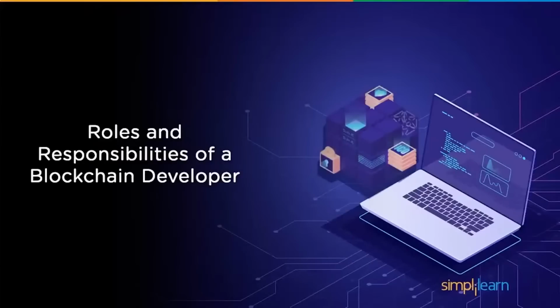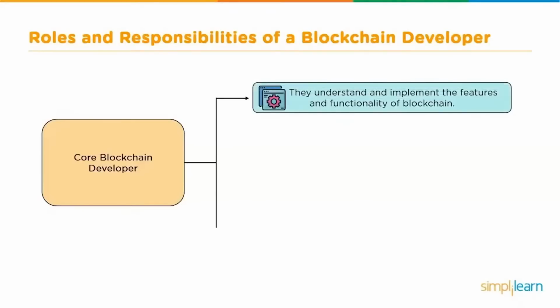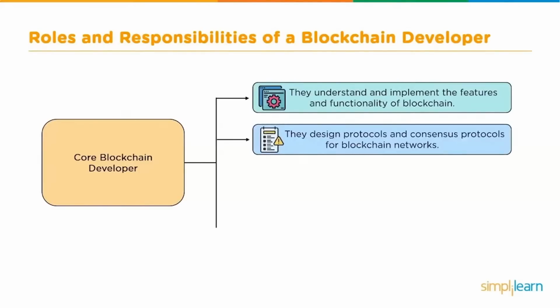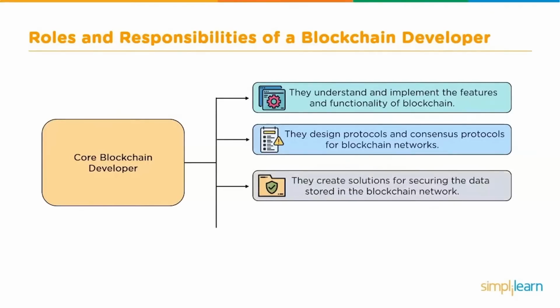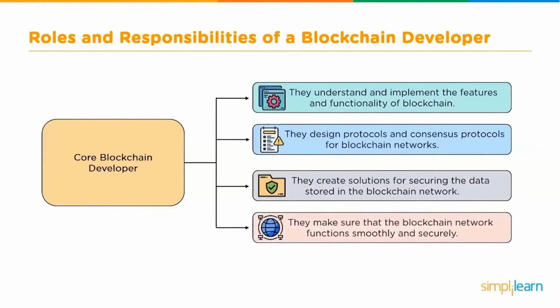Now we have covered the technical skills required to become a blockchain developer. Let's explore the roles and responsibilities of a blockchain developer. Both core blockchain developer and blockchain software developer have different roles and responsibilities. First, we will discuss the roles and responsibilities of core blockchain developer. Core blockchain developers understand and implement the features and functionalities of blockchain. They design protocols and consensus protocols for blockchain networks. They create solutions for providing security to the data stored in the blockchain network. And they make sure that the blockchain network functions smoothly and securely.